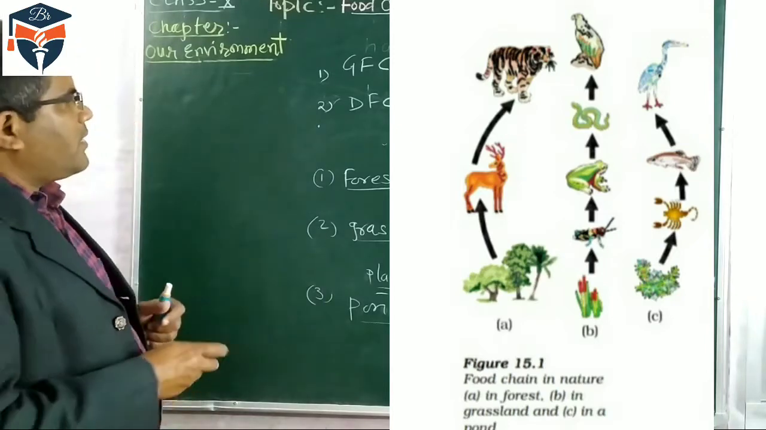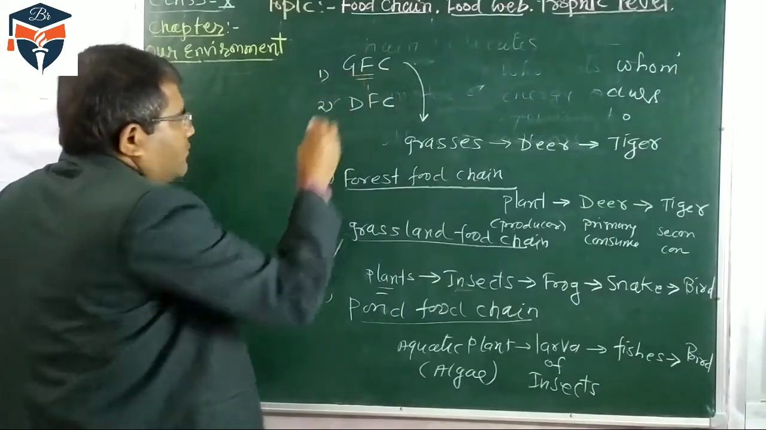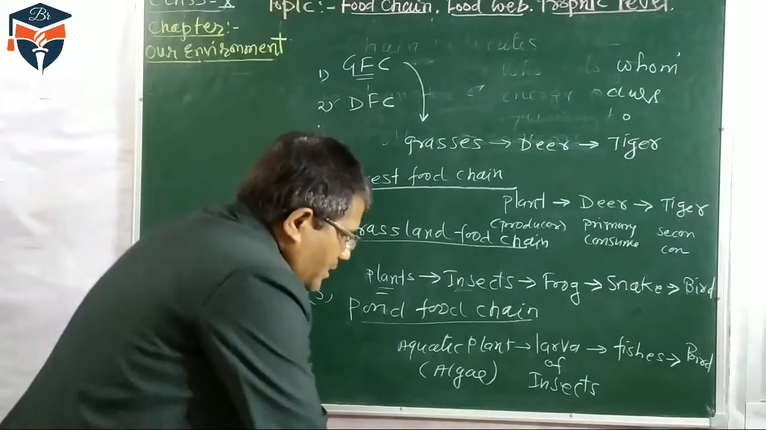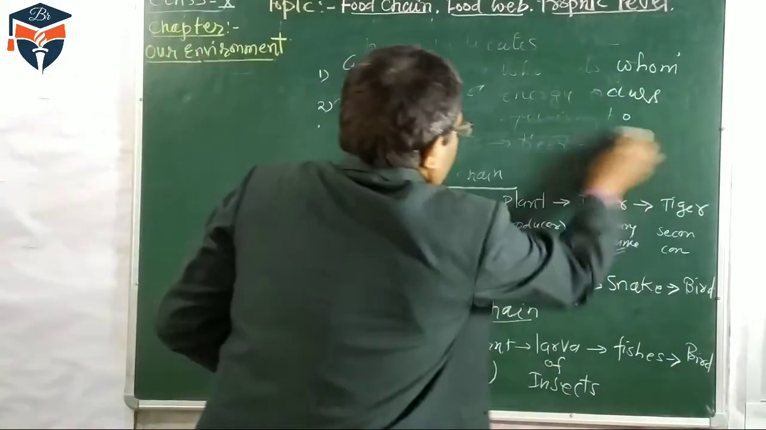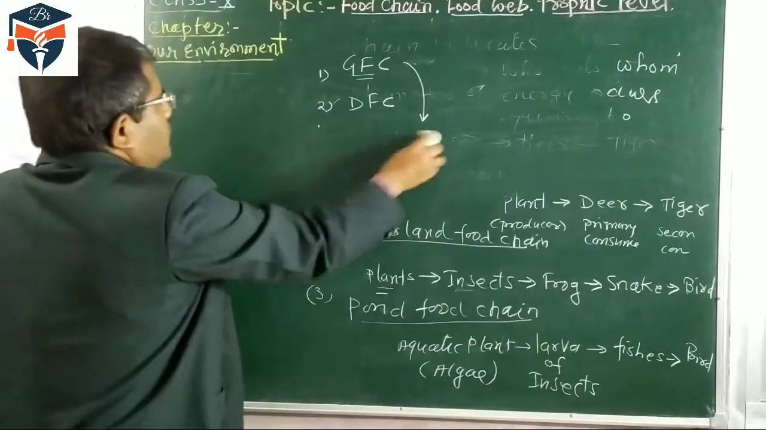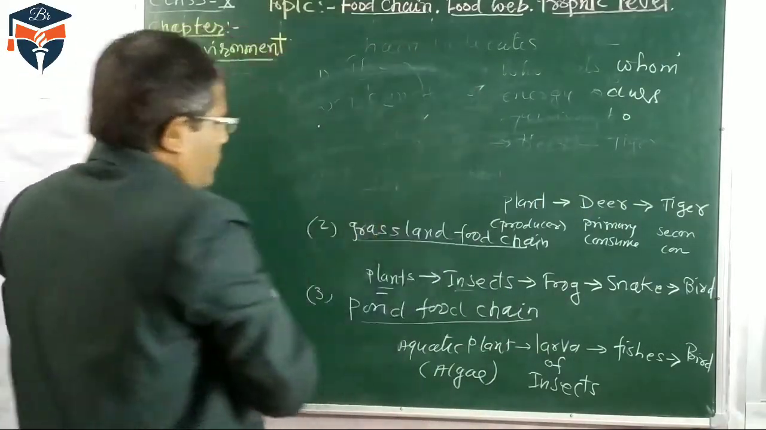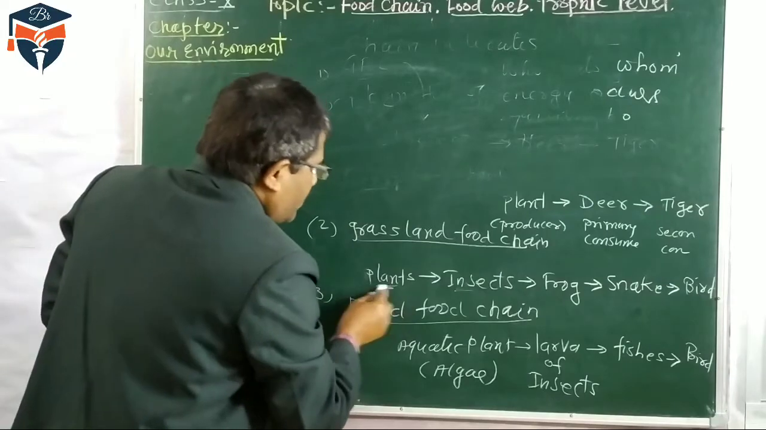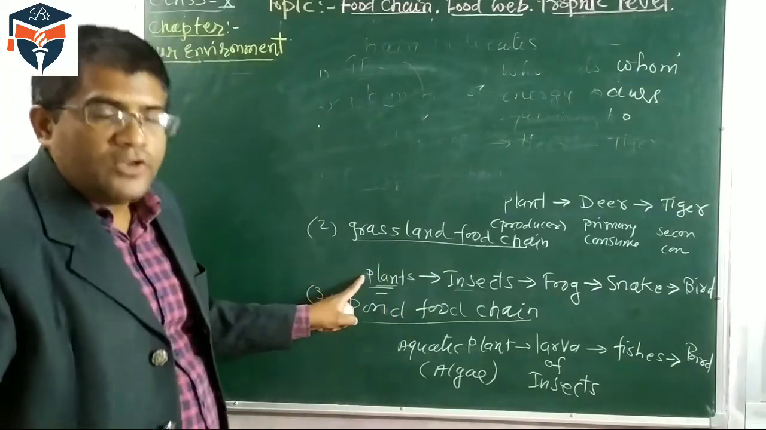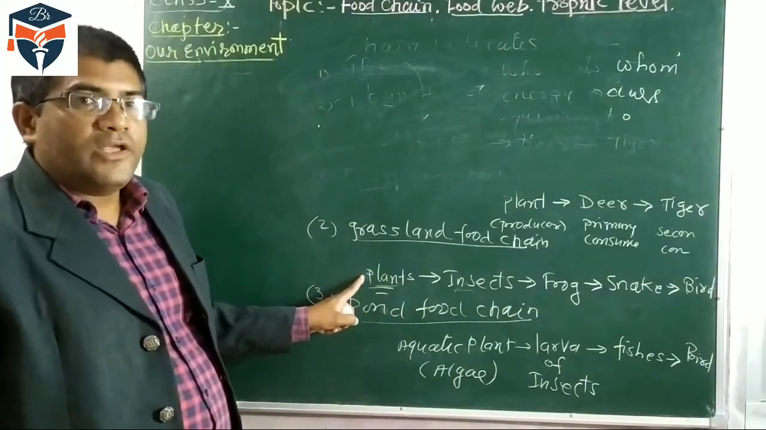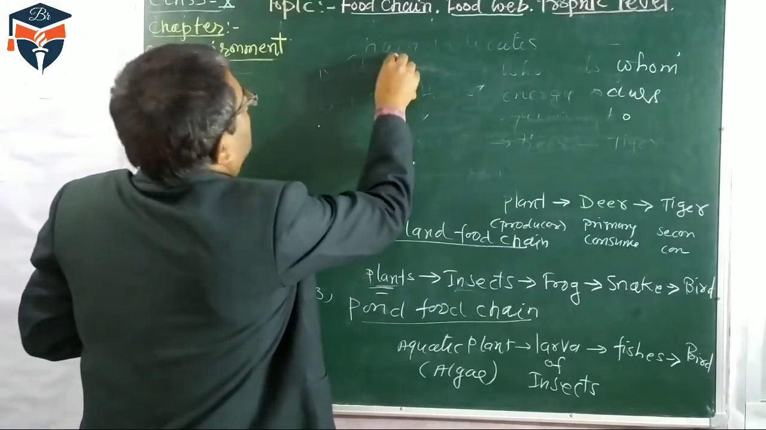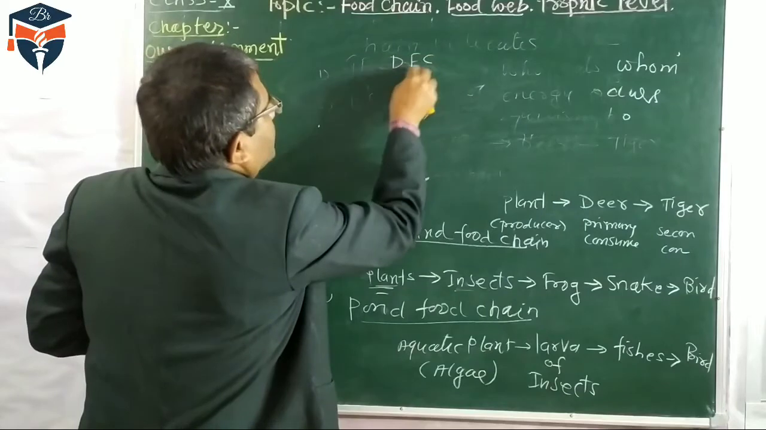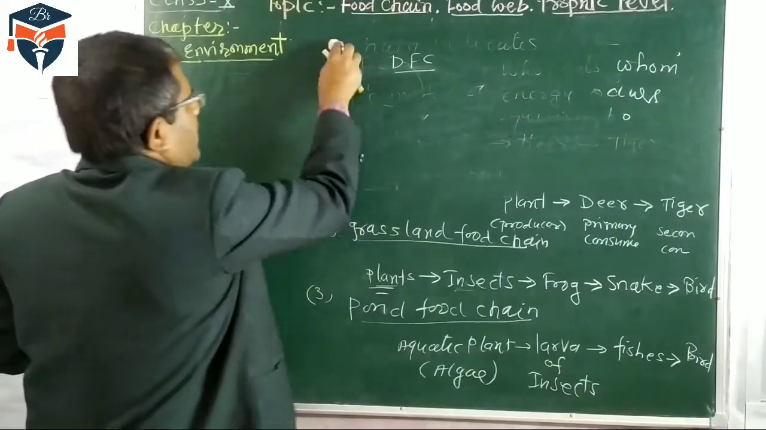Second important part after the grazing food chain, we have the detritus food chain, which is also called the DFC. In the grazing food chain, we started from the plant. Plants are the main producer which trap the solar energy and prepare the food. But the other food chain is the detritus food chain. We should understand what we mean by detritus.